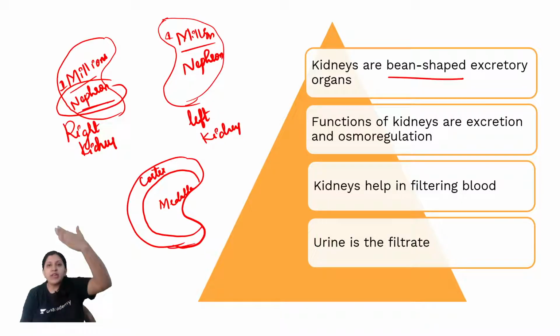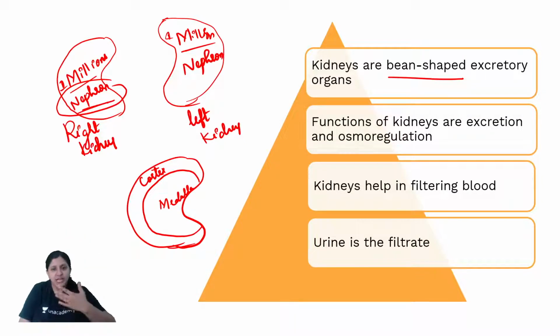When you take a longitudinal section, let's say this is a kidney now. We are not making a cut here, that would become a transverse section. Longitudinal section means we are cutting it in half lengthwise. So that is the longitudinal section.